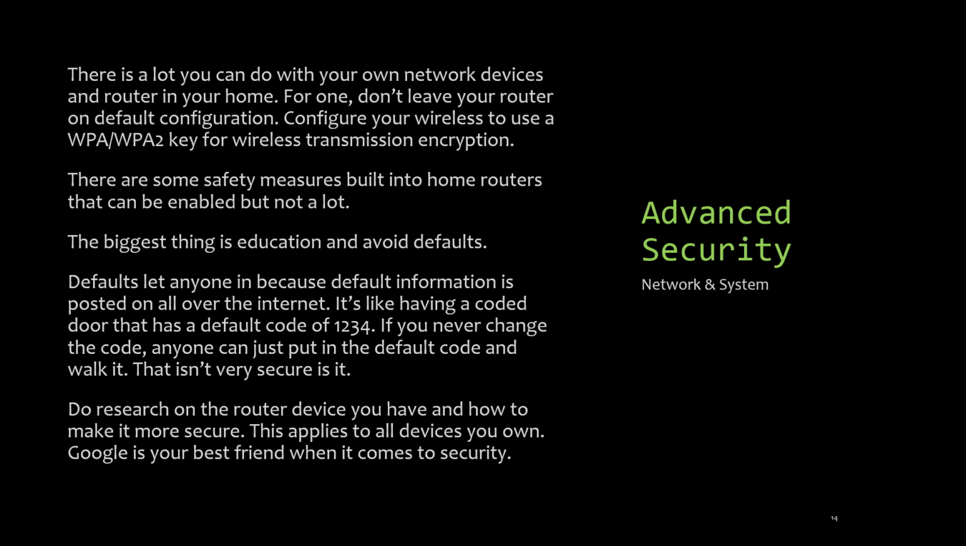There are some safety measures built into home routers that can be enabled, but not a lot. A lot of them will enable IPsec. They'll do ICMP blocking, lots of various different things. You just have to learn your particular hardware, what it has, how to go in and set up the options. The biggest thing is, educate yourself on the different vulnerabilities, threats, and things that you can do to keep yourself safe and secure. And first and foremost, the absolute most important, avoid using defaults.